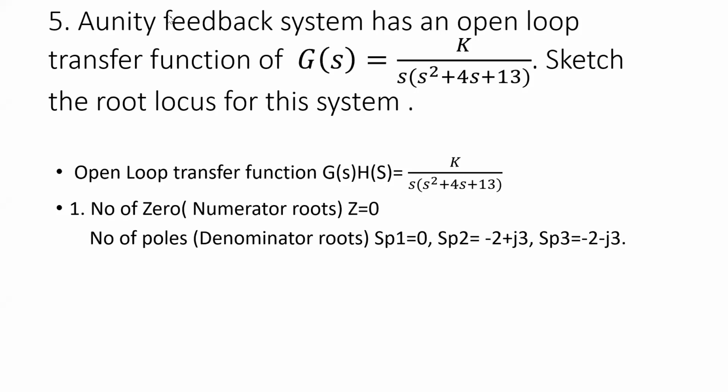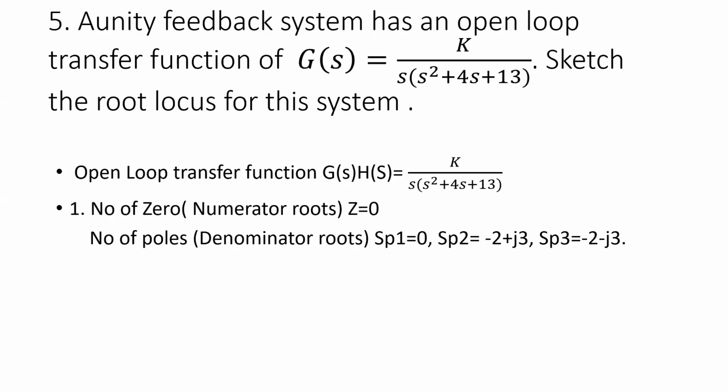Again here, a unity feedback system has an open loop transfer function, G of S, given. Then we know for a closed loop, to find the root locus of a closed loop, we have to first consider the open loop transfer function. The poles and zeros of the open loop transfer function will decide the root locus of a closed loop, because the root locus will start from a pole of the open loop transfer function.